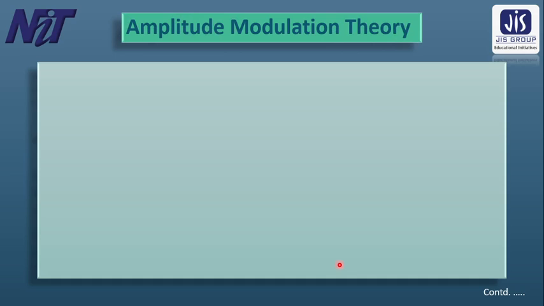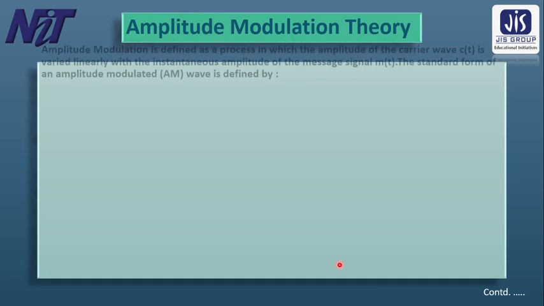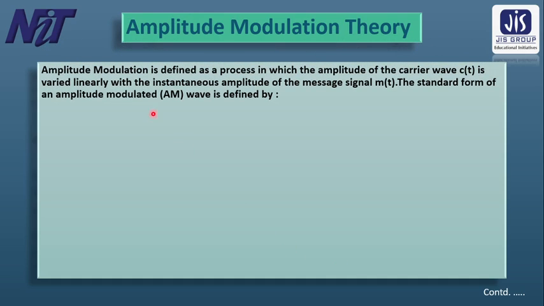Now let's see the basic theory of modulation. Amplitude modulation is defined as a process in which the amplitude of the carrier wave c(t) is varied linearly with the instantaneous amplitude of the message signal m(t), that we already know from the previous slide. So here c(t) is your carrier and m(t) is your message component.